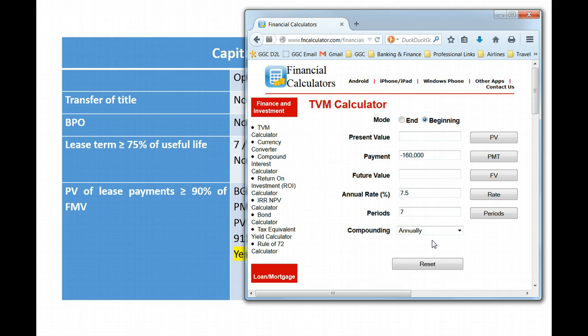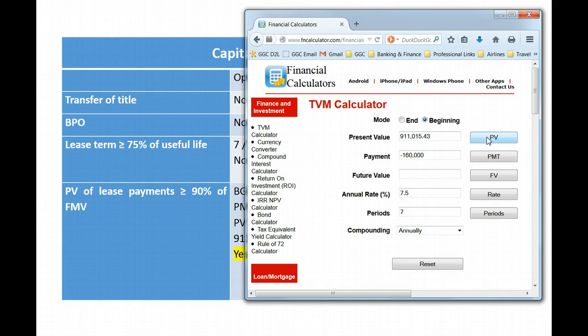My online calculator is set up a little bit differently than your Texas Instrument calculator, but it's all the same input factors. Beginning of the period payments I have selected, payments of $160,000 each. Annual interest rate is 7.5%, and then there are 7 annual periods, and so I calculate the present value, and the present value turns out to be just over $911,000.